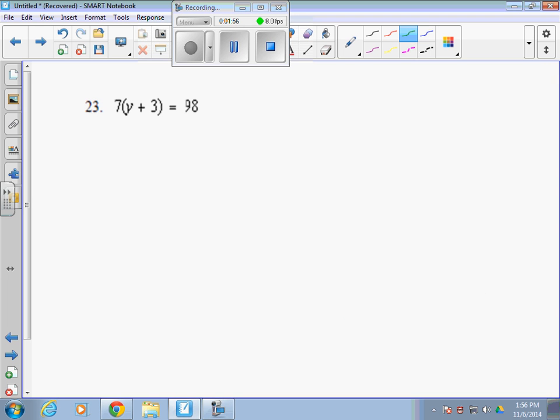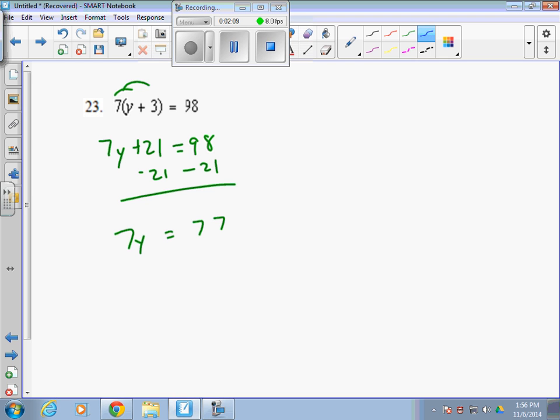Number 23 distributes: 7 times y, 7y, and 7 times 3 plus 21 equals 98. Subtract 21 on both sides, and 7y equals 77. Divide by 7 on both sides. Y is 11.